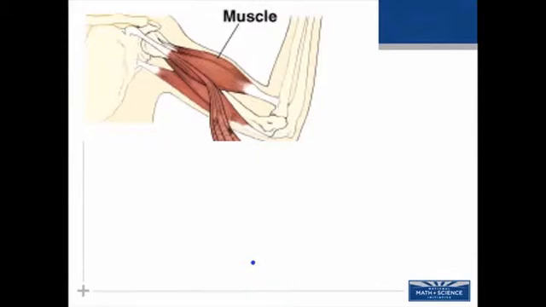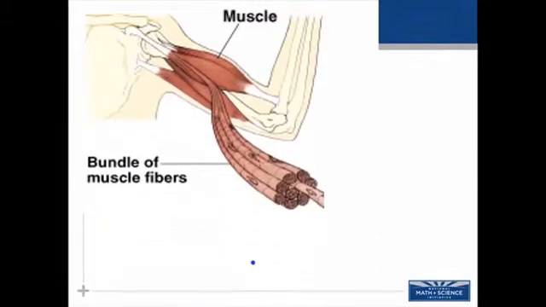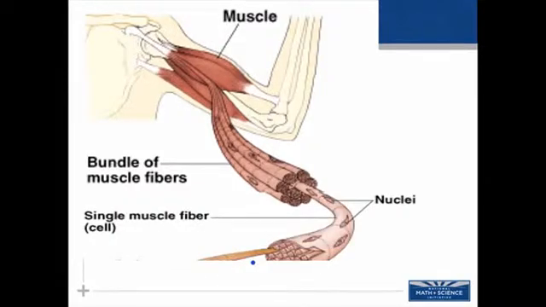So we have the organ, the muscle, which is made of bundles of fibers, in this case muscle fibers. And the muscle fiber bundles are actually bundles of individual cells, long, thin, multinucleated individual muscle cells. And so the organ is the muscle, and then the tissue in this case are the muscle fibers, and then each single muscle fiber is an individual cell.